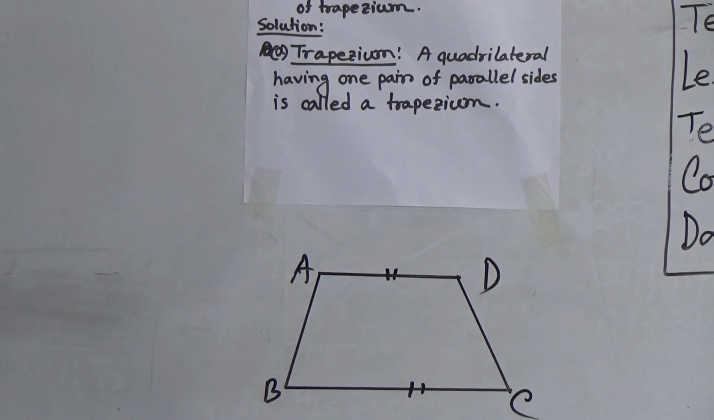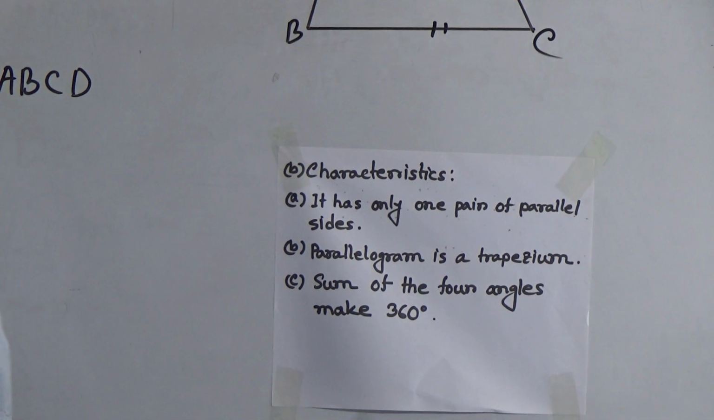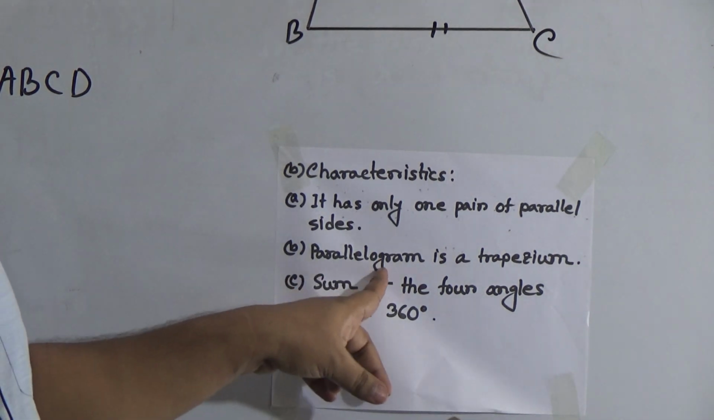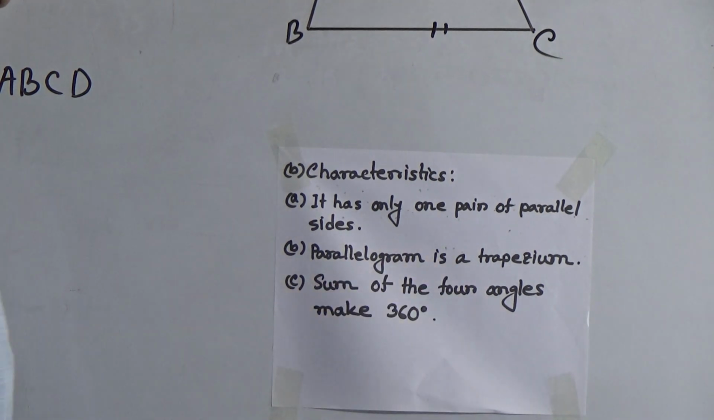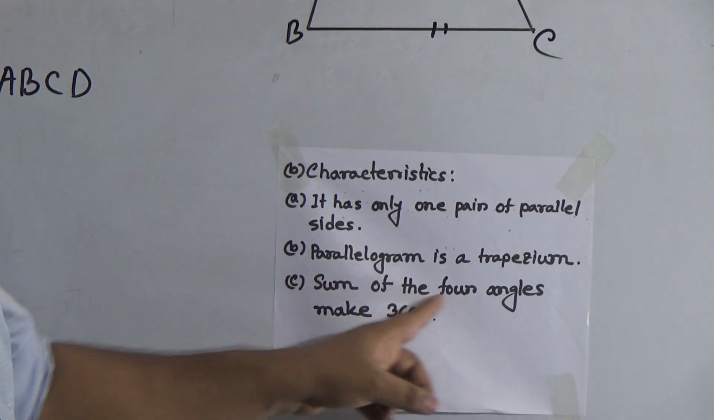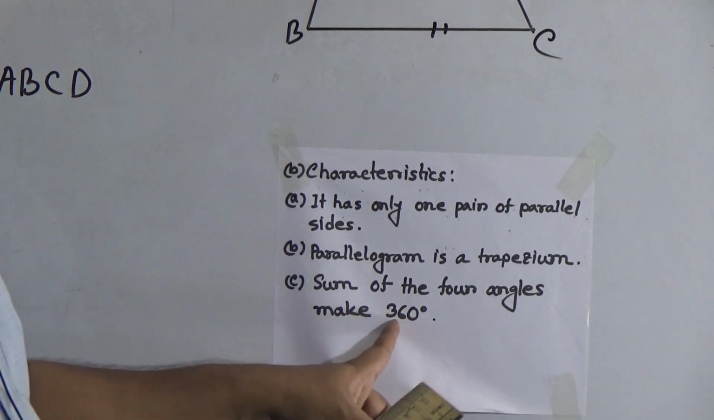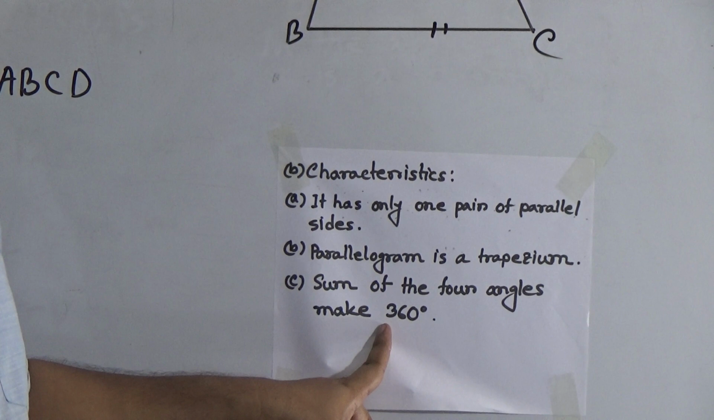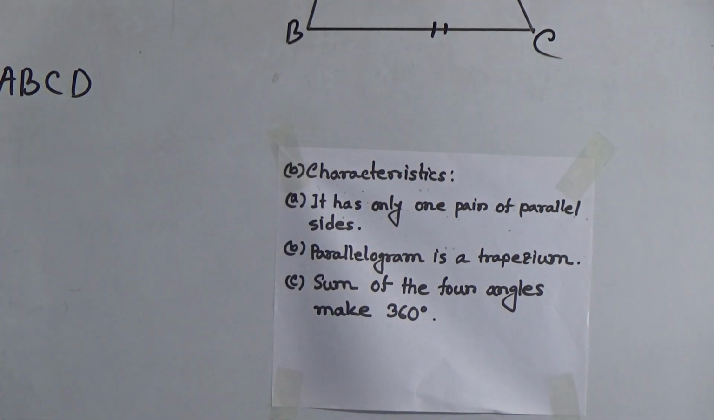Now we write the characteristics of this trapezium. A, it has only one pair of parallel sides. We have already found this from the definition. B, a parallelogram is a trapezium. C, the sum of four angles makes 360 degrees. It is a characteristic of a quadrilateral, that means if we add angles A, B, C and D, then we get 360 degrees.